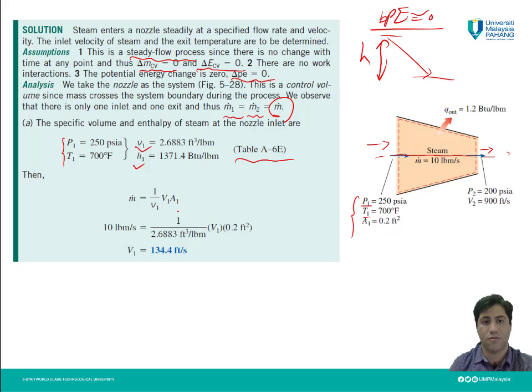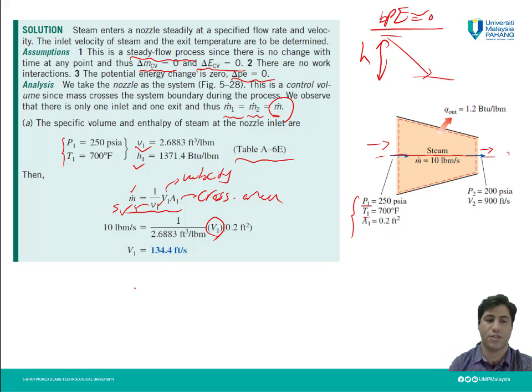Then, as I discussed earlier, to find the mass flow rate, you can use this equation like in the previous example, m dot equal to 1 divided by v1, the specific volume, times velocity and cross-section area, and we have all of them. A1 we have, 0.2 foot squared. V1, or actually velocity, we don't have. And the specific volume we have. Mass flow rate also is given. So we can use this equation to find the velocity of the steam at the entrance of the nozzle.